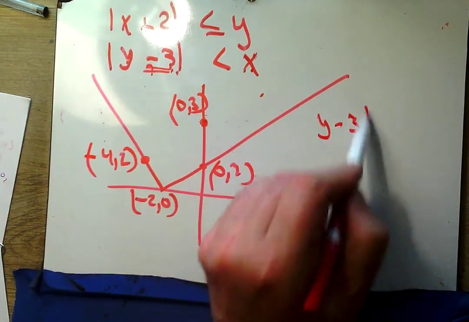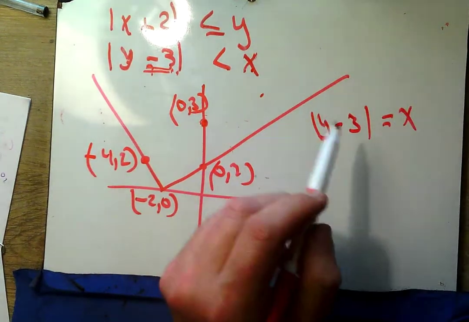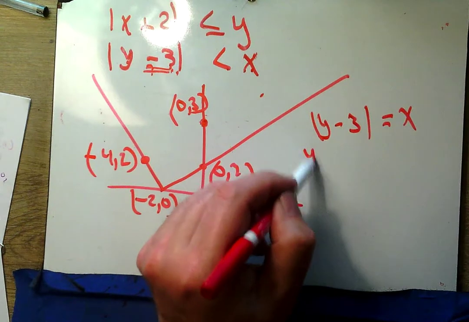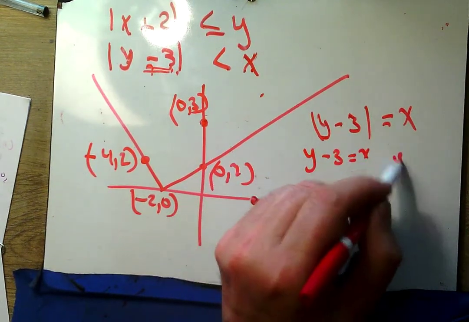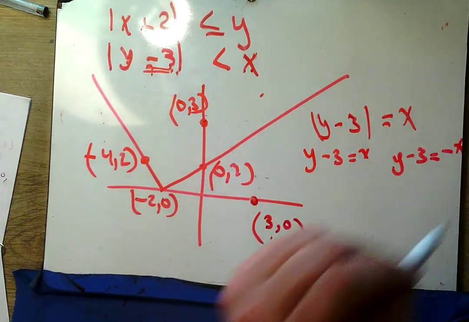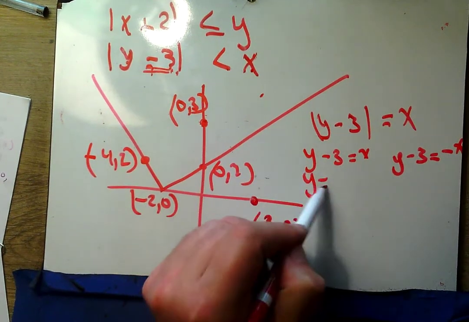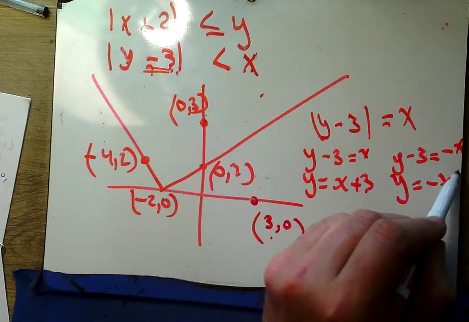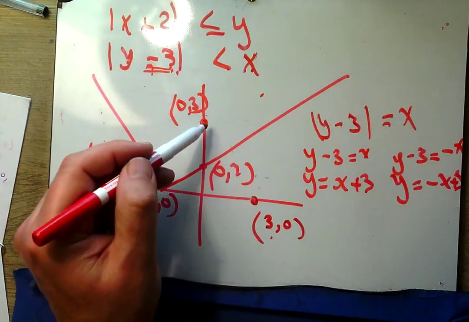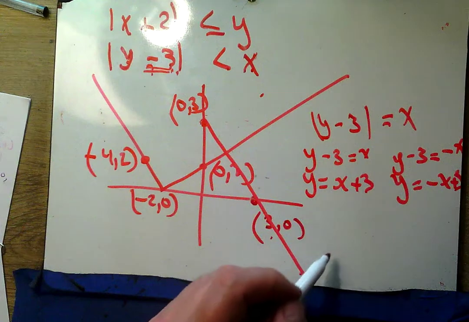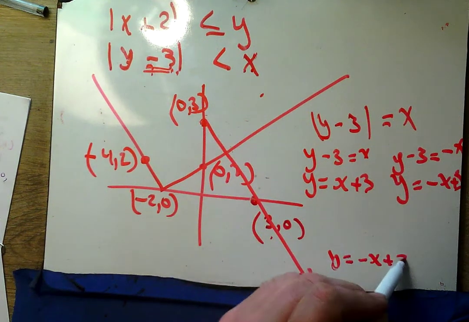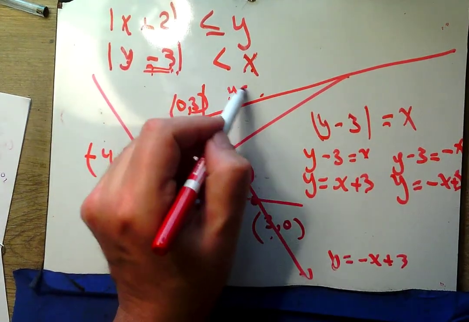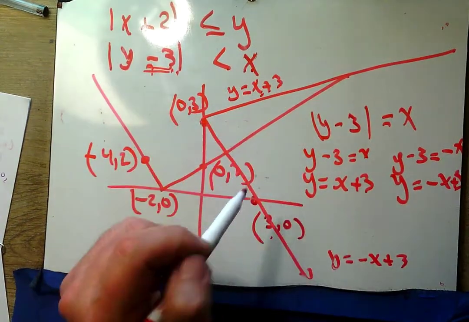Y minus 3 equals x. So I write the positive component and the negative component. Okay, so y minus 3 equals x, and y minus 3 equals negative x. So I get y equals x plus 3, and y equals negative x plus 3. Well, this line is y equals negative x plus 3. This line is y equals positive x plus 3.